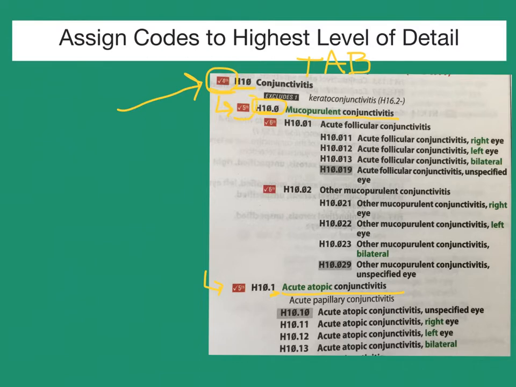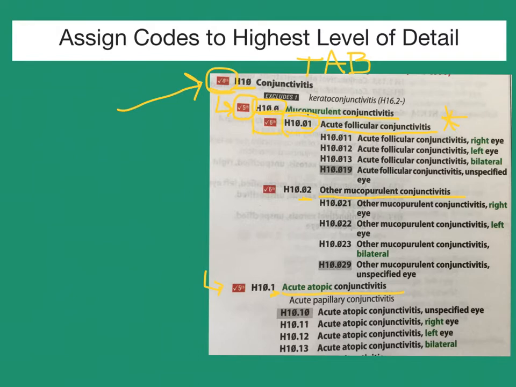We have a little note here, checkmark 5th. We need a 5th character. So let's look under the indentations for that 4-character code. 0.01 for acute follicular conjunctivitis, or 0.02 for other mucopurulent conjunctivitis. So again, checking with your documentation, let's say we ended up choosing acute follicular conjunctivitis with our 5 digits here.